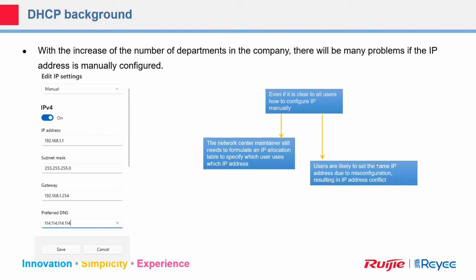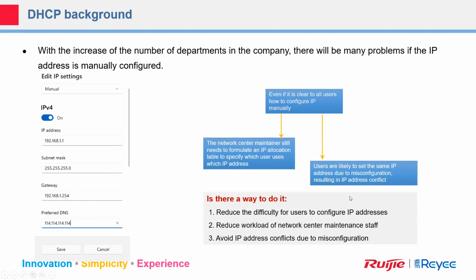So in this scenario, in our network there are many terminals. We hope we can have one solution to reduce the difficulty for users to configure IP addresses, because with the manual way you have to set so many parameters, right? We also want to reduce the workload of the network center staff. For example, if you configure manually, maybe there's some conflict. And we also hope there is a way to avoid IP address conflict caused by misconfiguration.